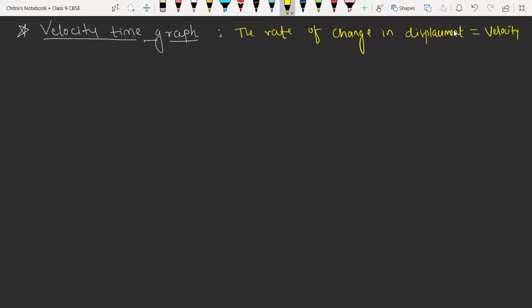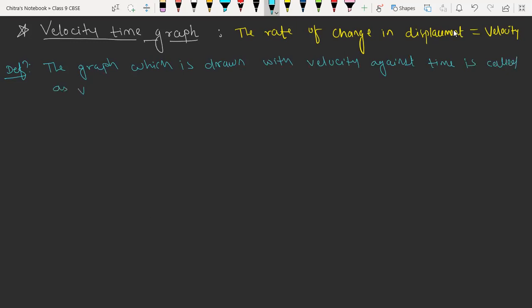Okay. So now we are going to define the velocity time graph. I'm defining here the velocity time graph. So what will be the definition for velocity time graph? The graph which is drawn with velocity against time is called the velocity time graph.